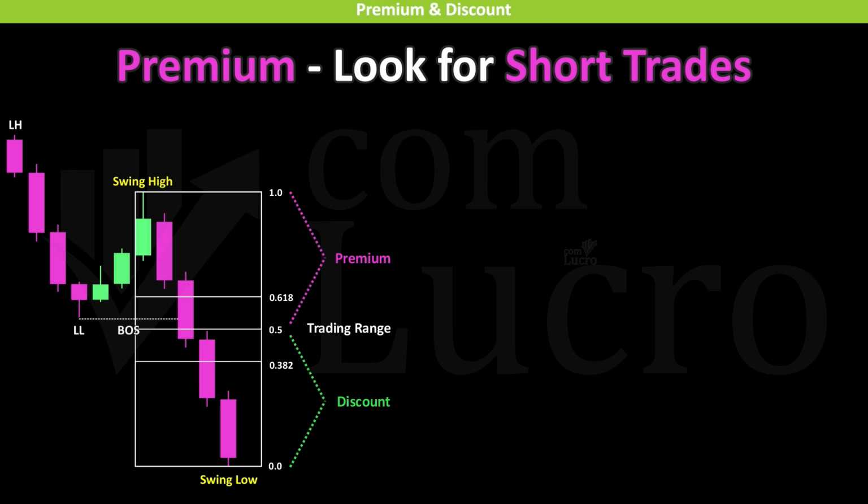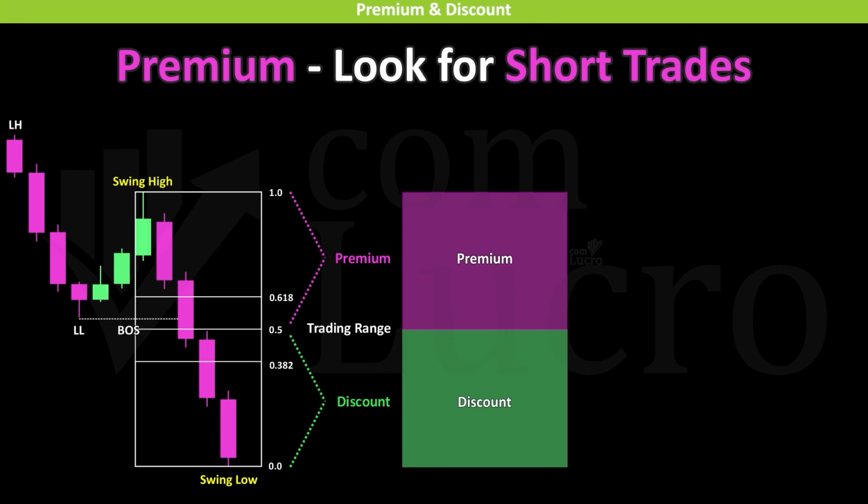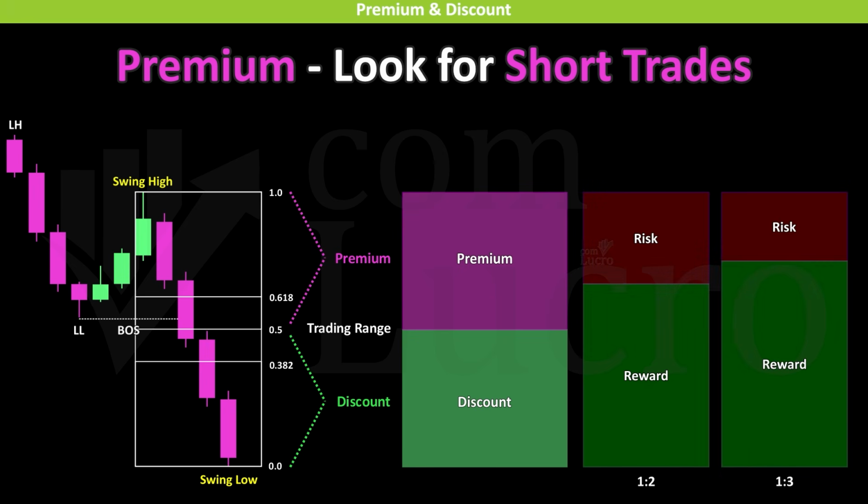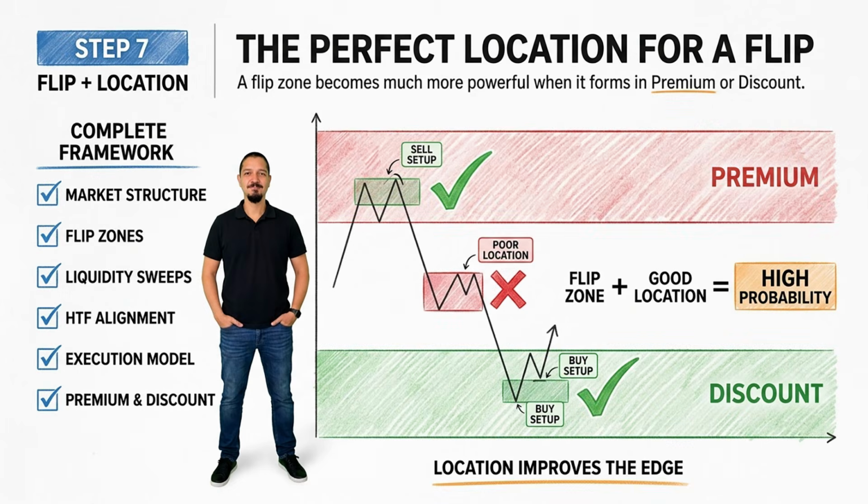In bearish market conditions, traders typically look for short opportunities within the premium zone. The higher price trades into the premium area, the better the potential risk to reward ratio, especially when the stop loss is placed above the swing high and the target is positioned near the swing low. With that foundation in place, let us return to the reversal setup we were building earlier.